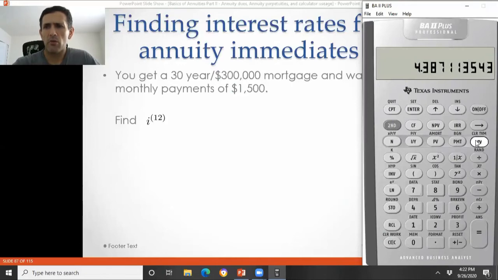Okay, so let's now take the perspective of the home buyer. So 360N, now as a home buyer, I'm getting 300,000. So that's 300,000 positive, and I'm paying off the mortgage by 1,500. Now we go compute IY, and we get the same answer because it is the same answer. It's just two different perspectives.